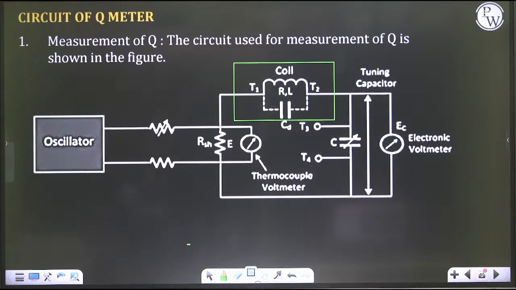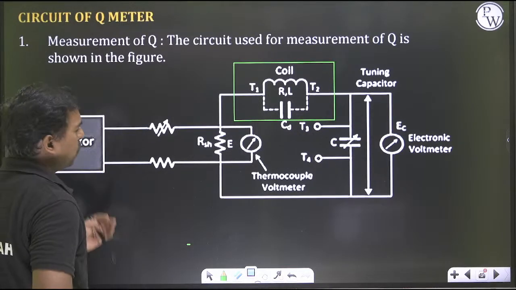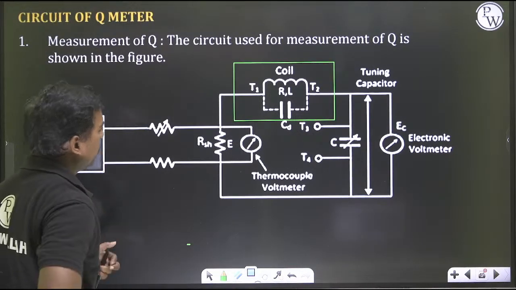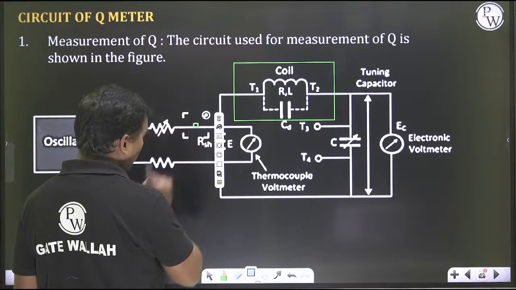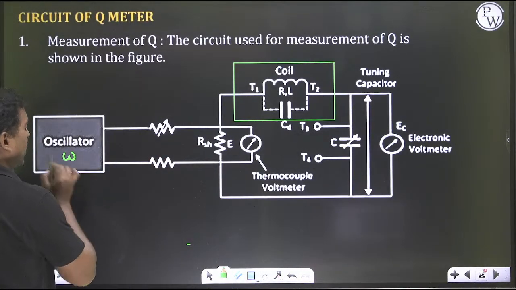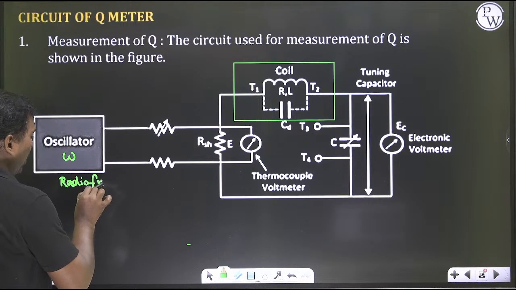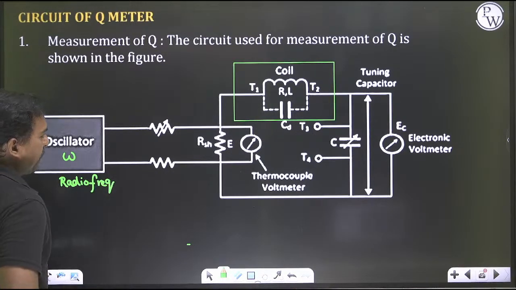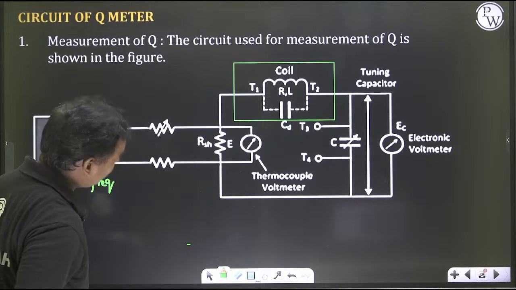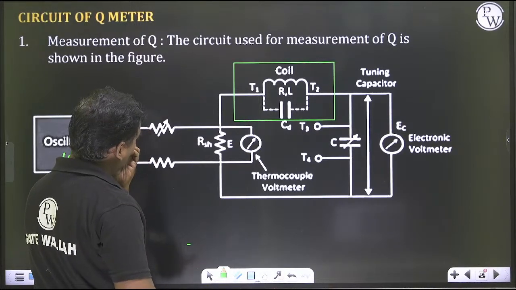So if you see the circuit, what we are going to do first, we are applying a certain frequency. We don't know what that frequency is. We are applying a certain frequency, and whatever the voltage is, but this frequency must be a radio frequency. Remember this point. This frequency should be in the range of radio frequency. So at this particular frequency, what is going to happen now?